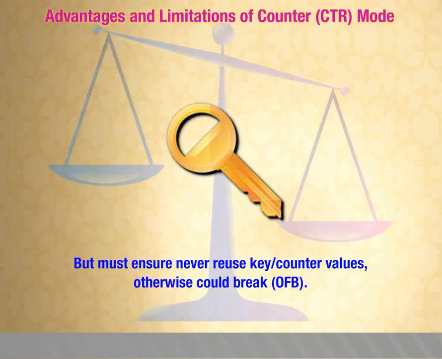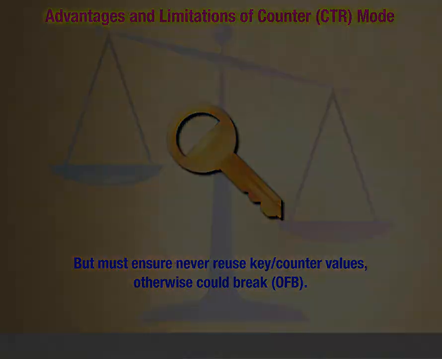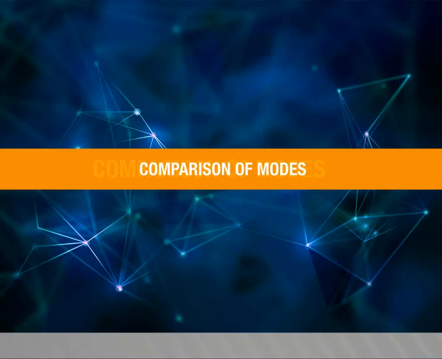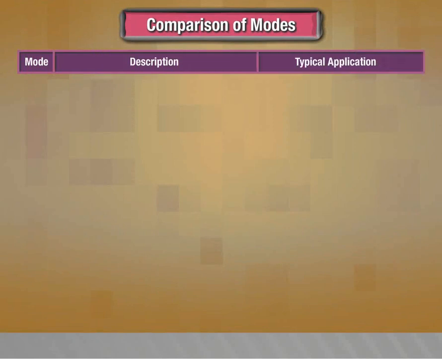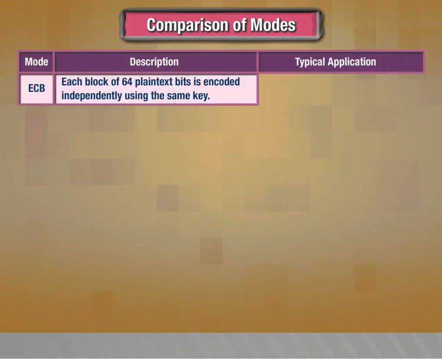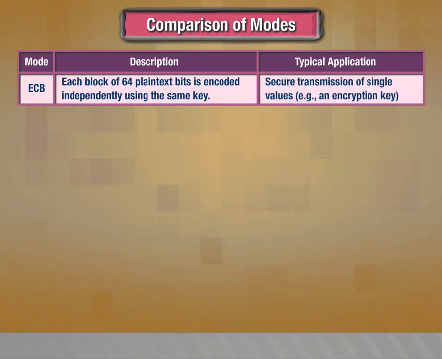OFB. Comparison of modes. In this video, we are going to see about comparison of modes. Mode, description, typical application. ECB: each block of 64 plaintext bits is encoded independently using the same key. Typical application: secure transmission of single values, for example, an encryption key.